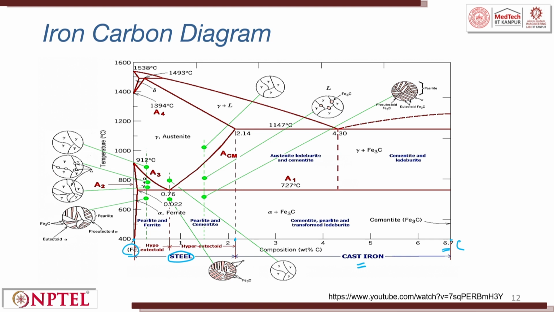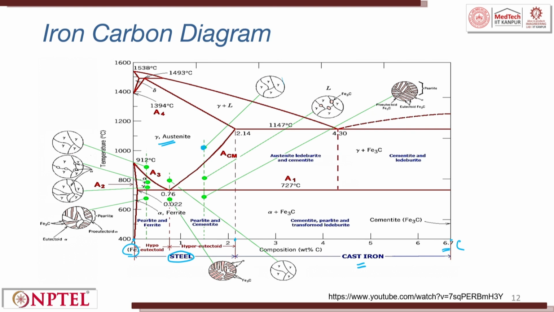Now, let us try to understand what are all the different phases which are there. You have austenite, gamma. If you look at the microstructure, you will see there is a gamma phase. This gamma is mixed with a liquid phase, right, when you try to solidify, coming down from higher temperature to lower temperature. Now, we are trying to look at a microstructure at this point. So, you will have a gamma phase.